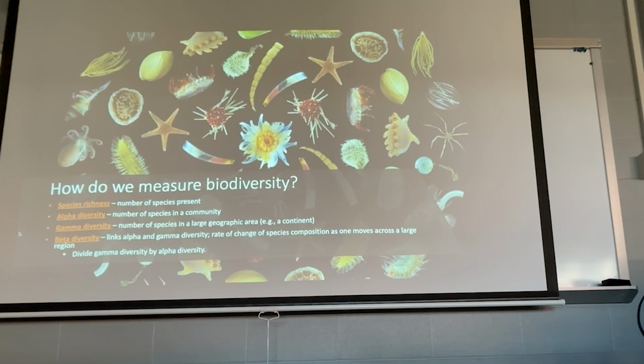So for example, if we're in the state of Indiana and we pick a lake and we want to know the biodiversity in that lake, we would use alpha diversity because it's that one lake, right? So alpha diversity is the number of species in a single community or small local area or space. Gamma diversity is the number of species in a larger geographic area. So alpha diversity is that one lake. If I did all the lakes of Indiana, then I would use gamma diversity, right?